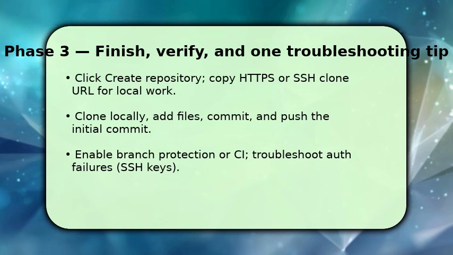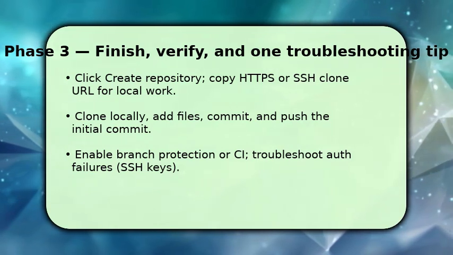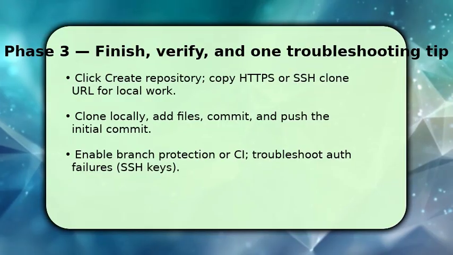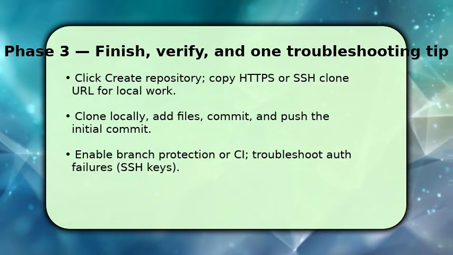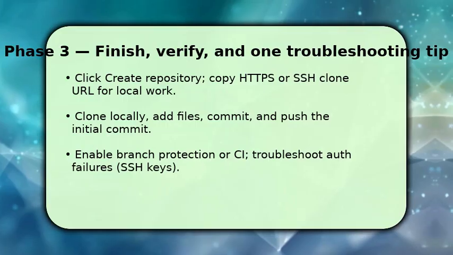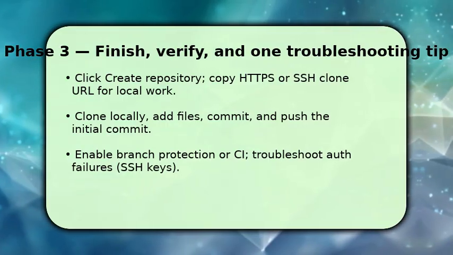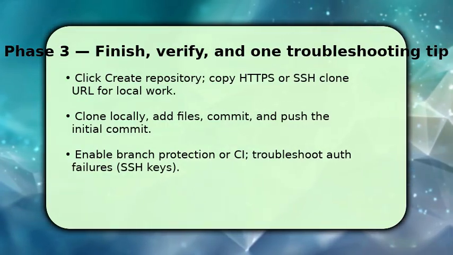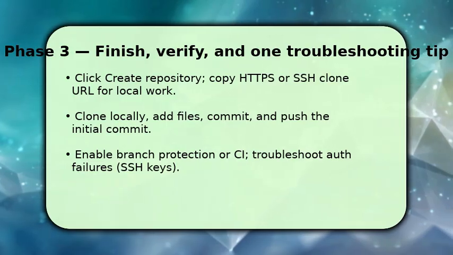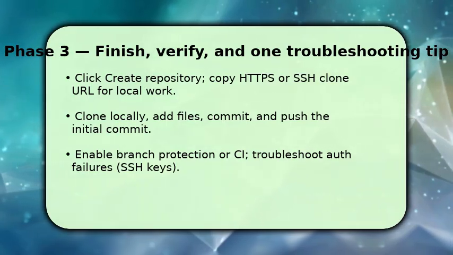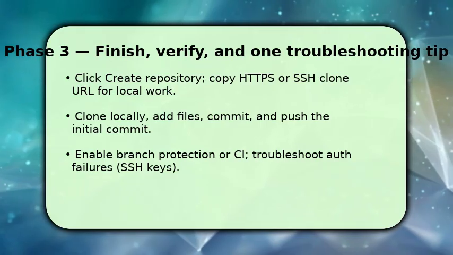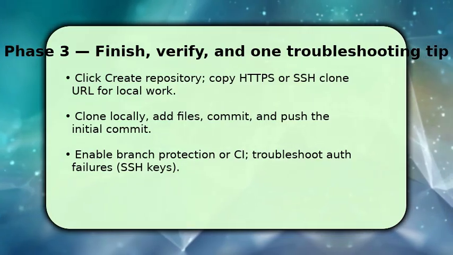Click Create Repository to finalize, then copy the HTTPS or SSH URL so you can clone locally. You should git clone the URL, add files, or edit README, git add and git commit, then git push origin main to publish your initial commit. After that, enable branch protection rules or CI integration to secure workflows.